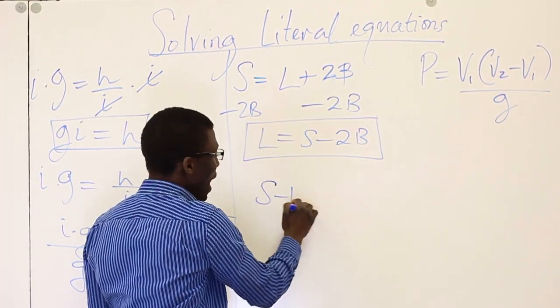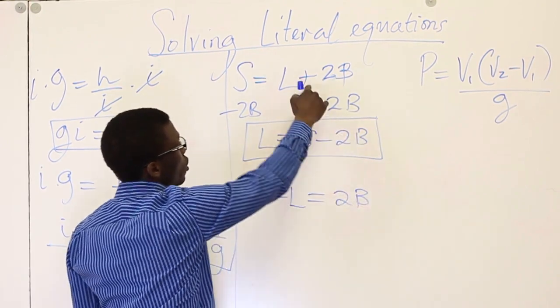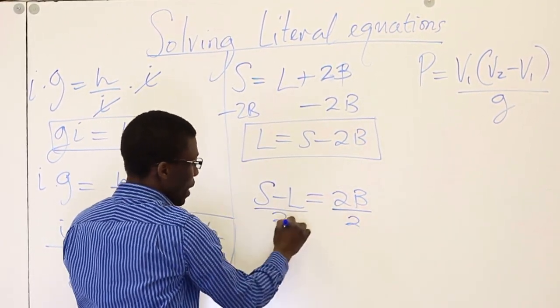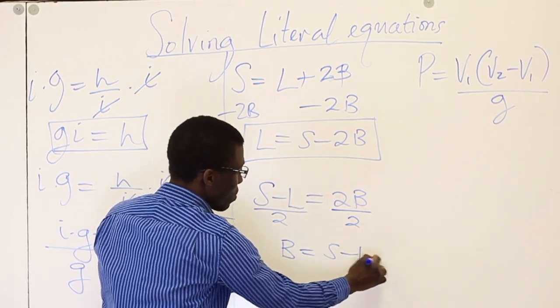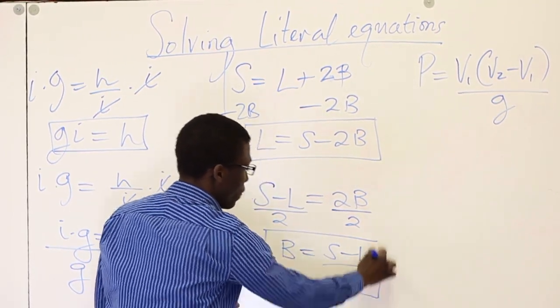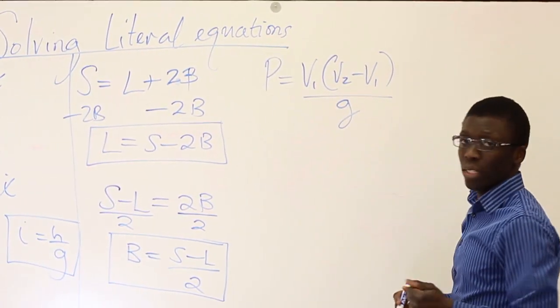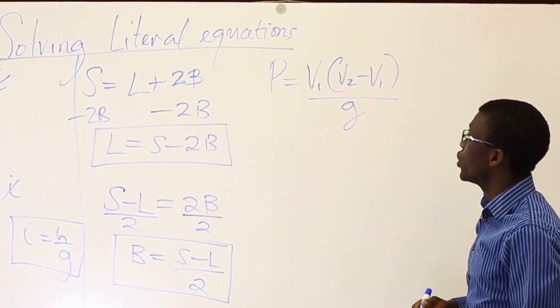What if we're solving for B? Then we would subtract L, okay? In this problem, if we're solving for B instead, we subtract L, and then we'll divide by 2. So B would be S minus L over 2. And then over here, we have P is equal to V1 times V2 minus V1 over G.